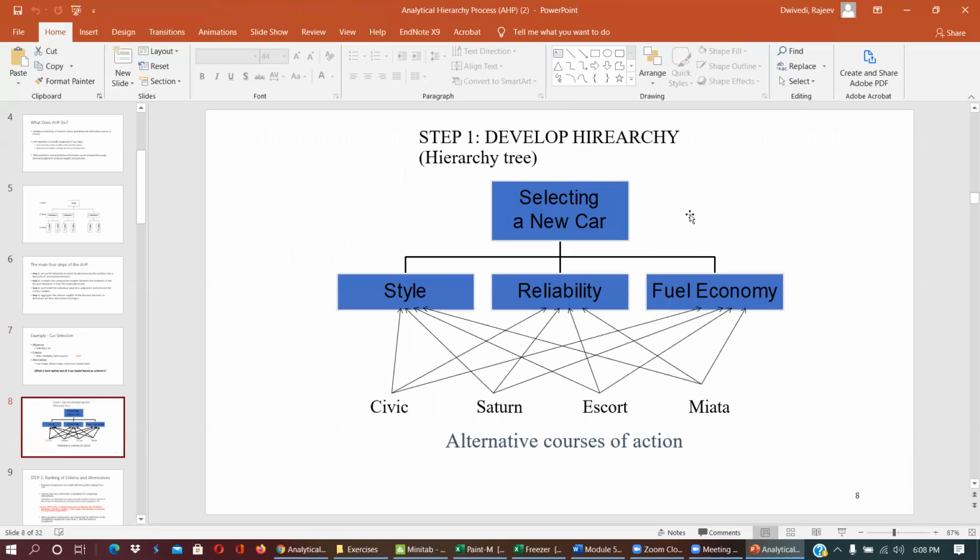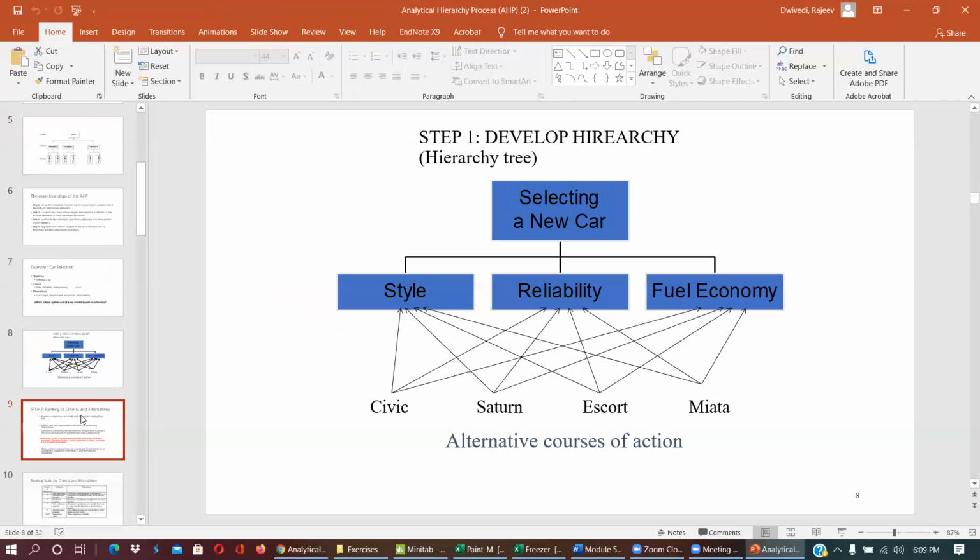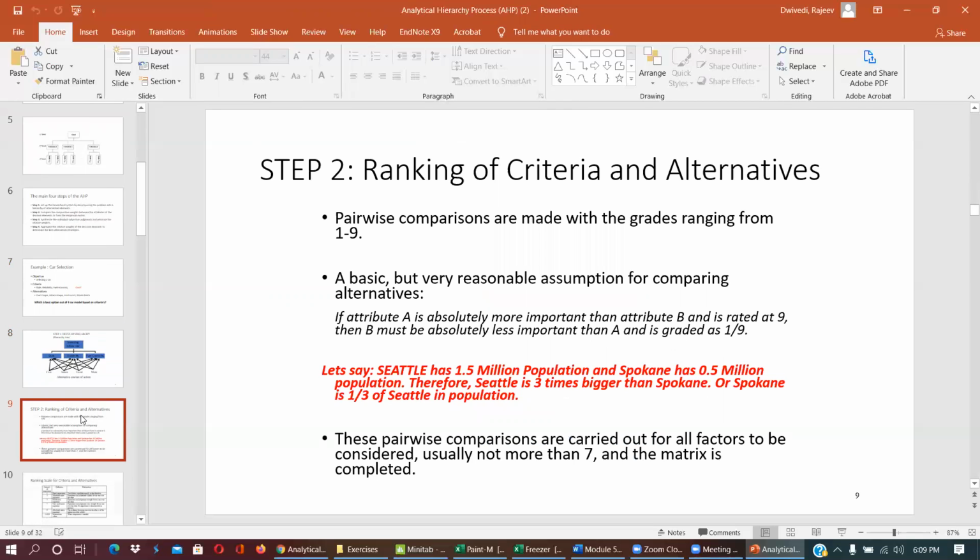Based on this, the first step is to develop the hierarchy. So this is selecting a car based on style, reliability, fuel economy. Four options: Civic, Saturn, Escort, and Mazda. So these are the four options, and this is the hierarchy that we have developed. The second step is to do pairwise comparison.